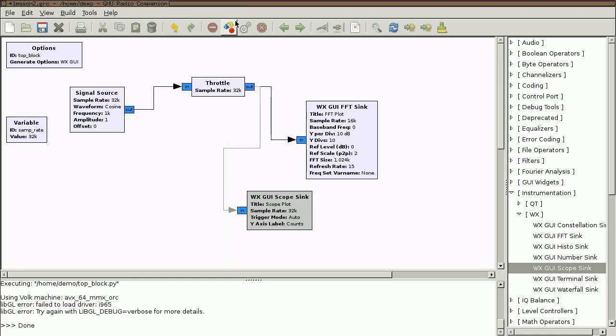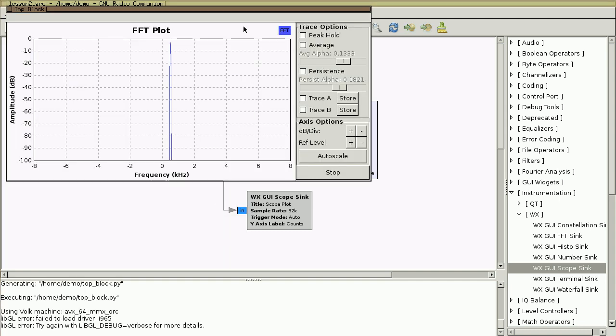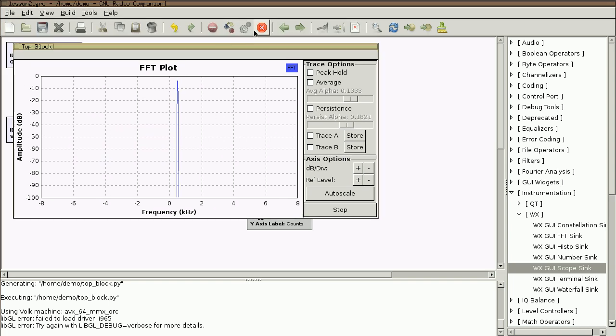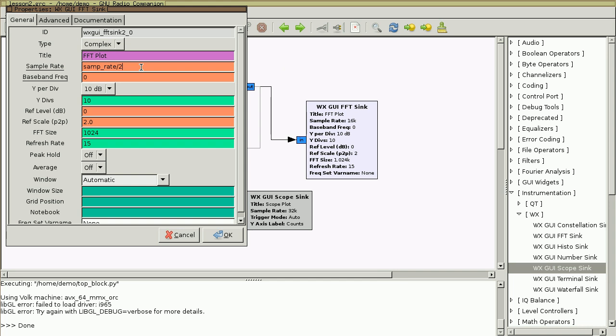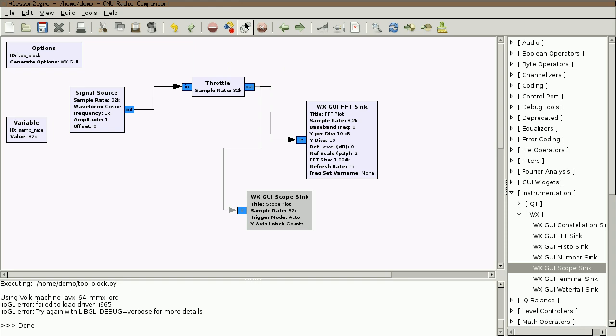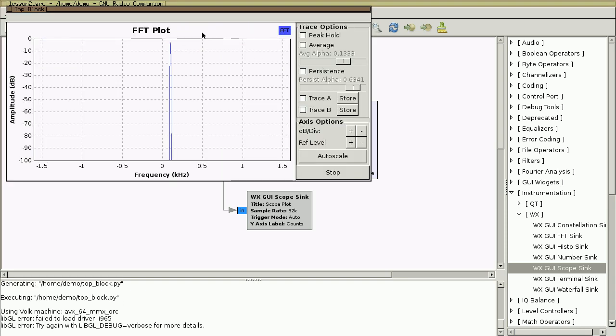Let's see what happens now. Look at this. I have one spike. It's just to the right of center, and it says the frequency is at 500 hertz. The frequency was divided by half. What if I set this to a much lower sample rate, like samp_rate divided by 10? Now we run this again. We get this spike just to the right of center, but it says this spike is at 100 hertz instead of 1 kilohertz.